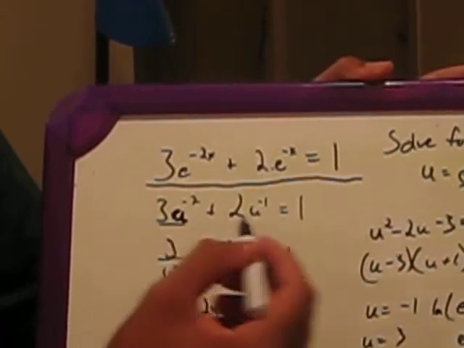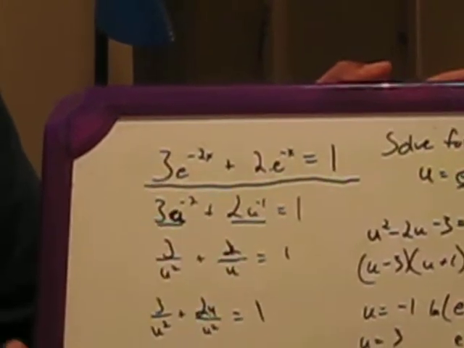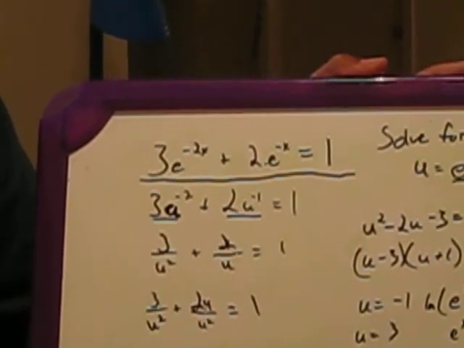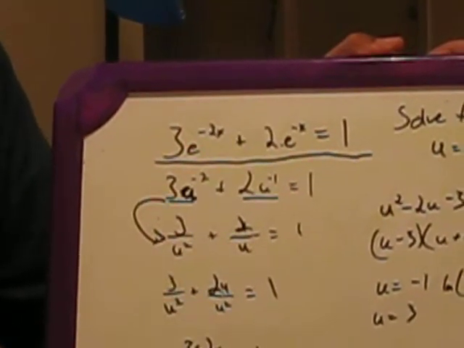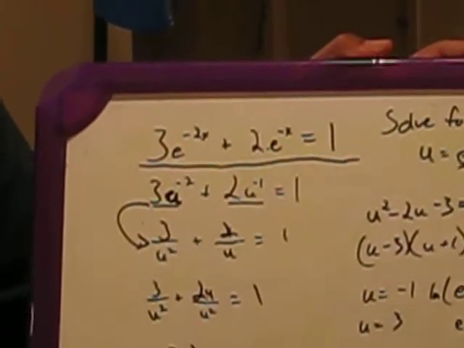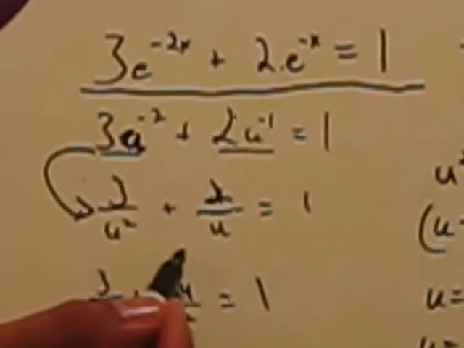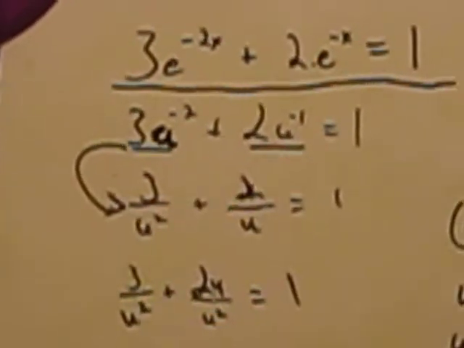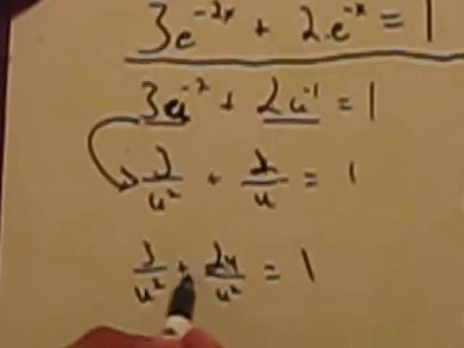So once you have 3u to the negative 2 and 2u to the negative 1, a variable raised to a negative exponent can be written the same as putting the variable to the exponent in the denominator with a positive exponent. So now that we have 3 over u squared plus 2 over u equals 1, then we can have common denominators. This second term just needs an extra u, so that we have a u squared on the bottom, and then we can combine them so that we have 3 plus 2u over u squared equals 1.